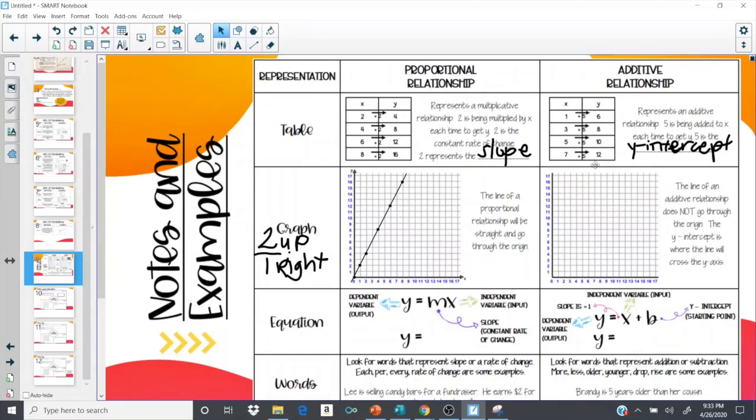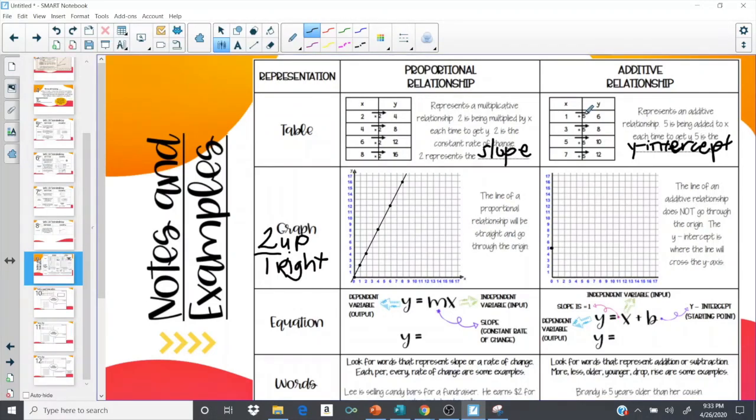So the line of an additive relationship does not go through the origin. The y-intercept is where the line will cross the y-axis. Here we said our y-intercept was 5. Therefore, to plot 5, we go to the origin and find that number on the y-axis. You're going to go up to the 5 and plot your point.